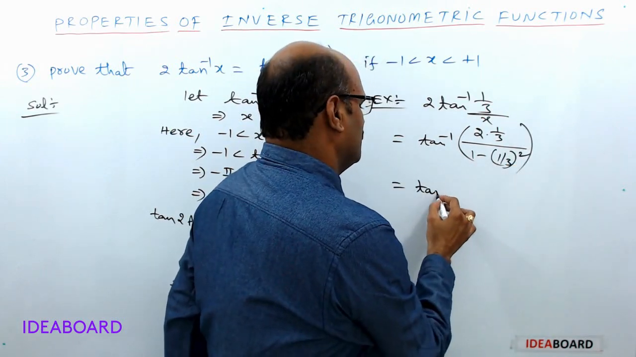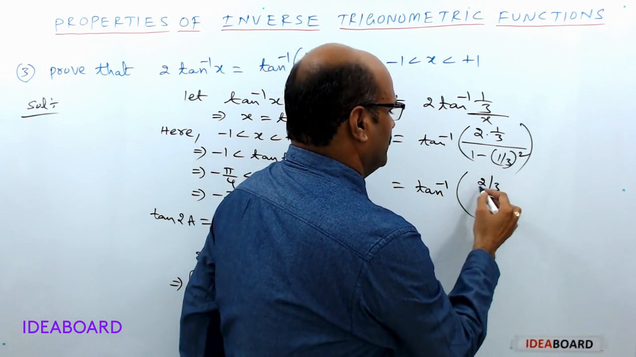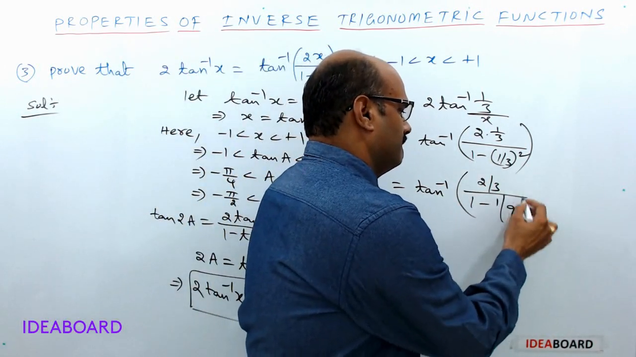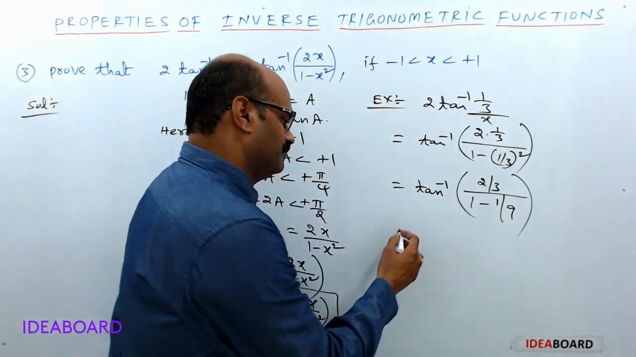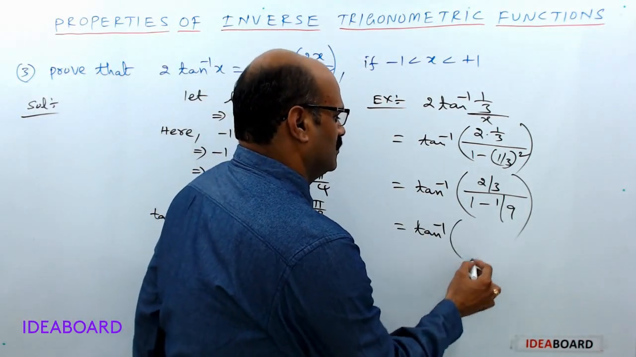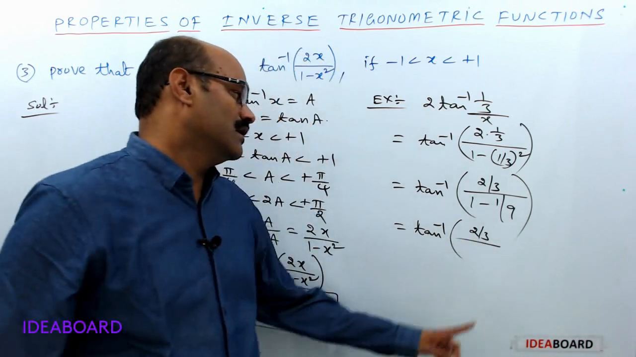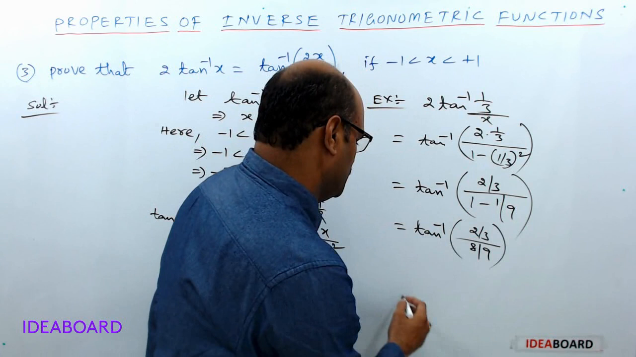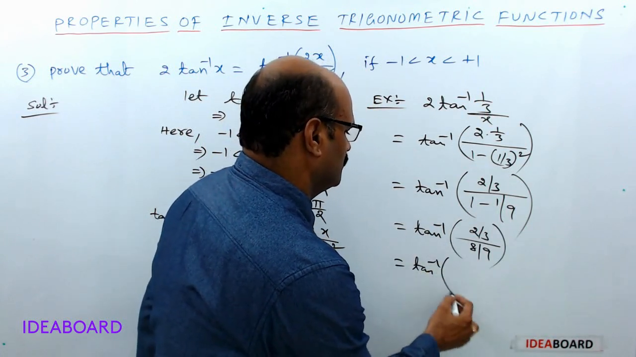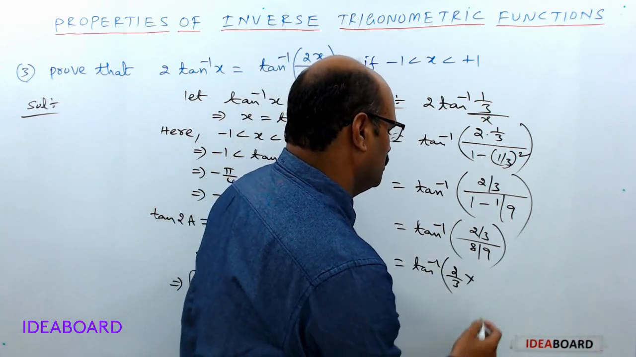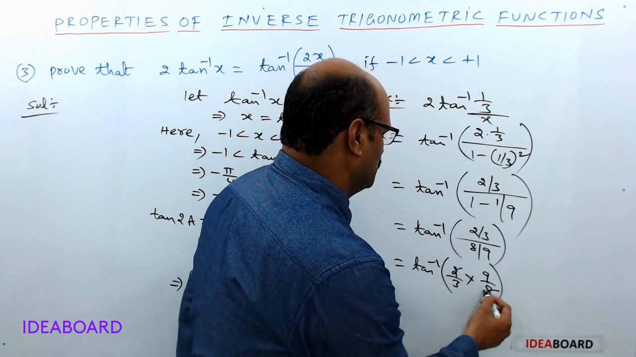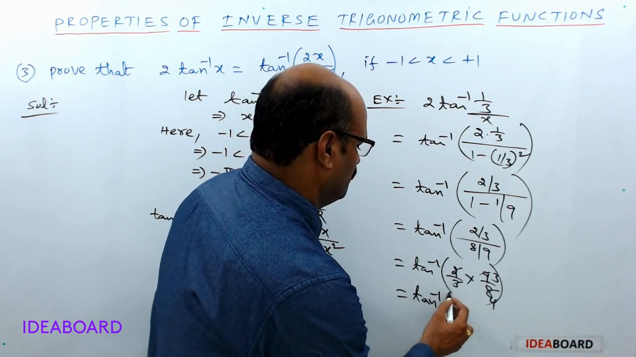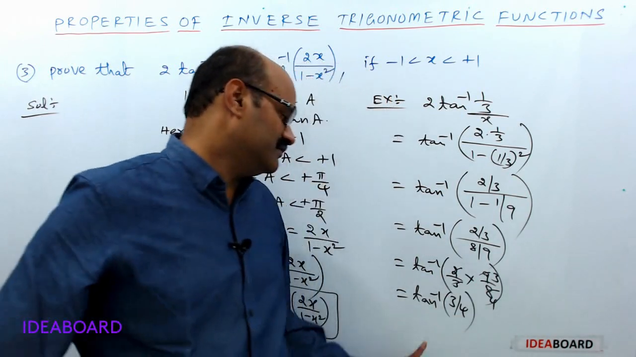Equal to tan inverse of 2 by 3 upon 1 minus 1 by 9, equal to tan inverse of 2 by 3 upon 9 minus 1, 8 by 9, equal to tan inverse of 2 by 3 into 9 by 8, 2 fours 3 threes, so equal to tan inverse of 3 by 4.